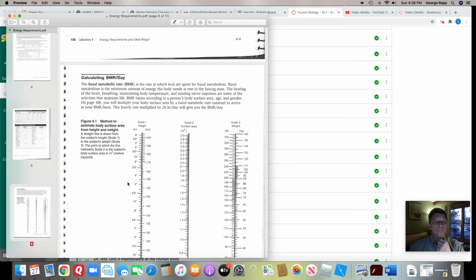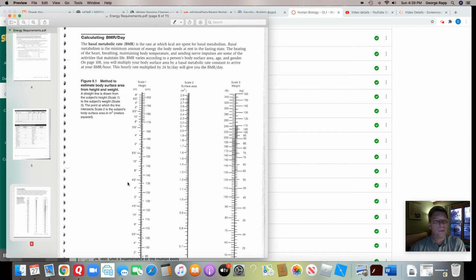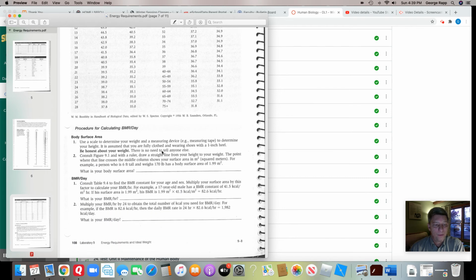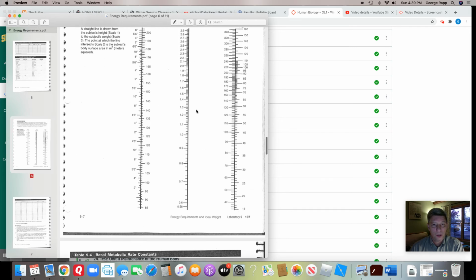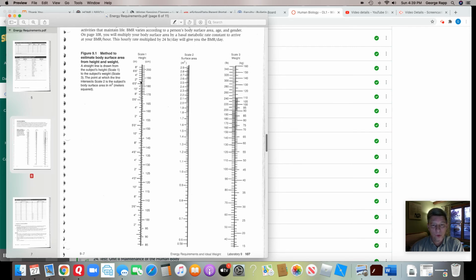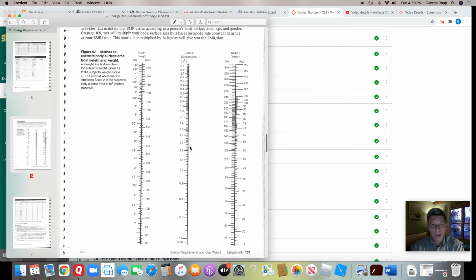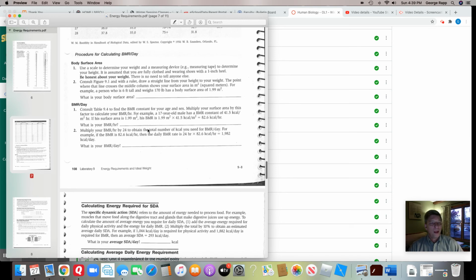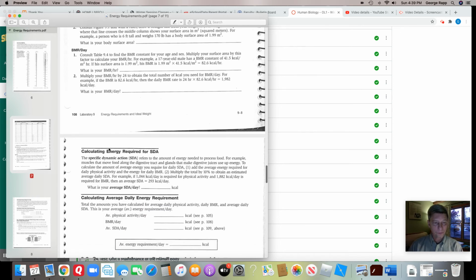Now, the next thing you have to do is calculate your basal metabolic rate. And you can follow the instructions here. And on the bottom of this page, you'll need your body surface area, which you can calculate using this. Essentially, if you draw a straight line through here, wherever it crosses scale 2, that's your body surface area. And then consult the tables in order to figure out what your daily basal metabolic rate actually is.